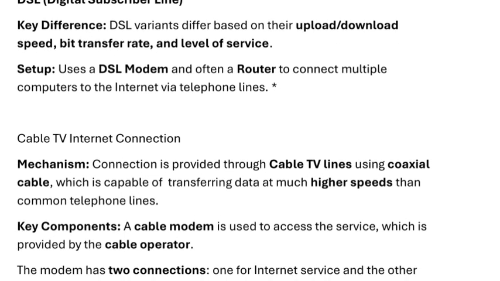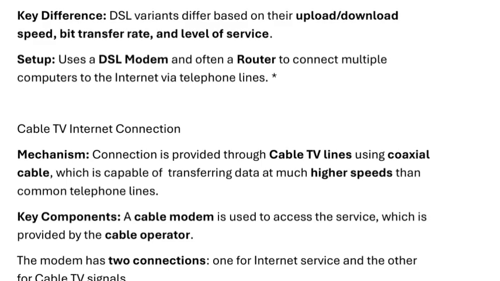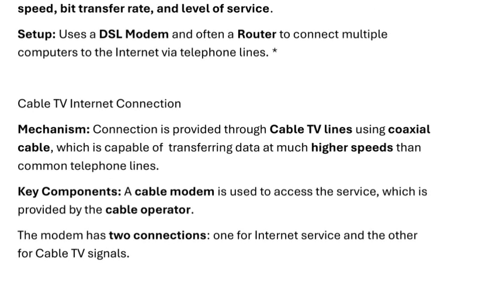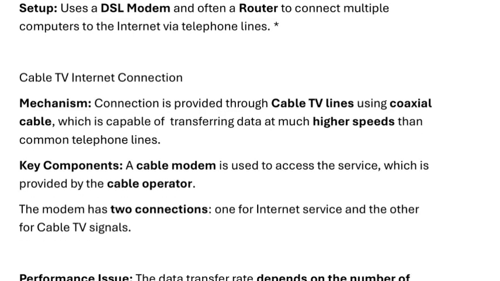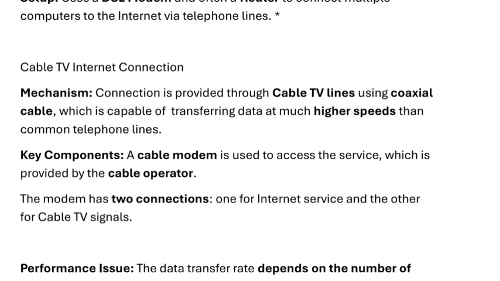Key difference: DSL variants differ based on their upload/download speed, bit transfer rate, and level of service. Setup: uses a DSL modem and often a router to connect multiple computers to the internet via telephone lines.